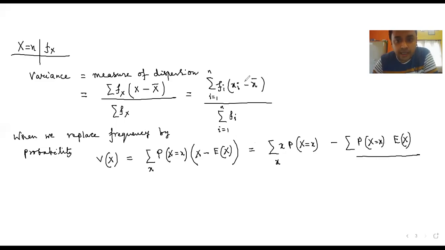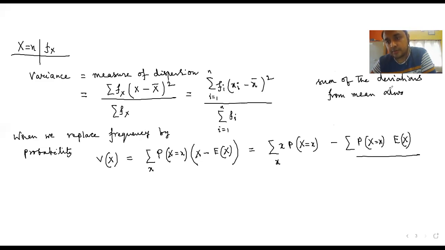One thing I have to consider, or I missed it. This should be squared: x i minus x bar, whole square. Otherwise, that will vanish. You know, the sum of the deviations taken from the mean will always vanish. So there will be a square term over here.